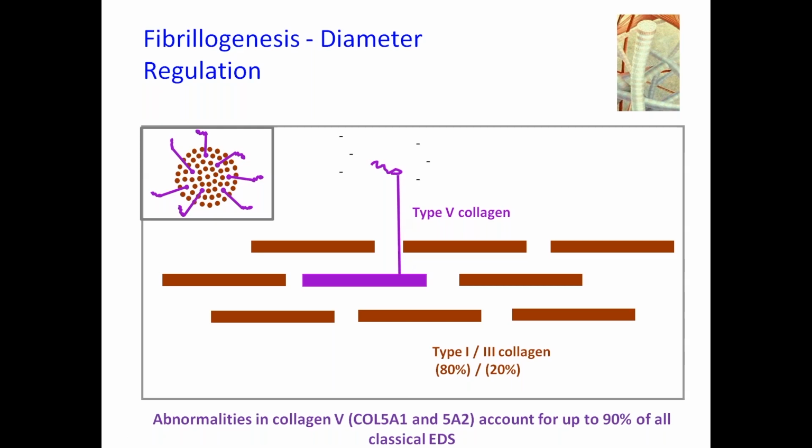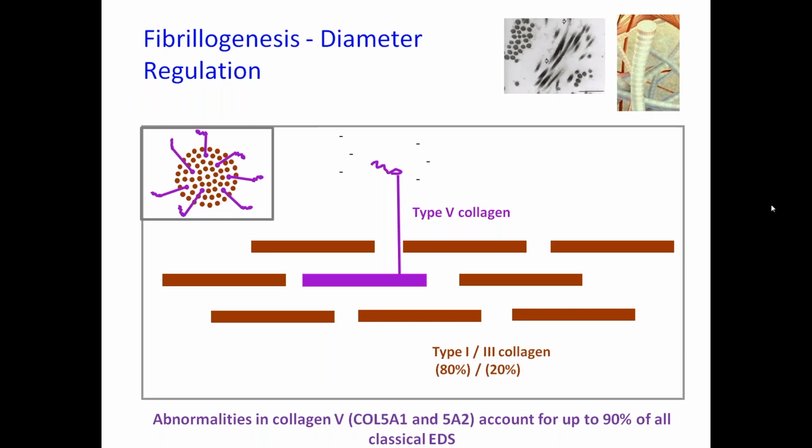You want to have your fibrils at the maximum diameter so they give strength without being too big or too small. And we now know that the gene that encodes for type 5 collagen accounts for up to 90% of all classical EDS. So this type 5 collagen is very important. It actually is only about 2 to 5% of all the collagen in your skin. So it's a very small amount, but it has a very important regulatory role.